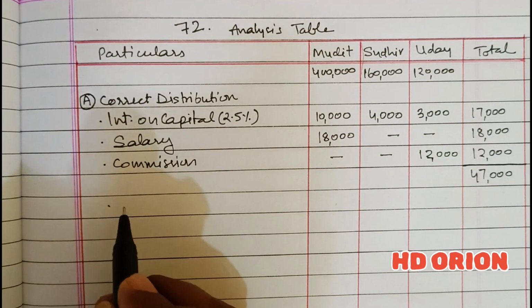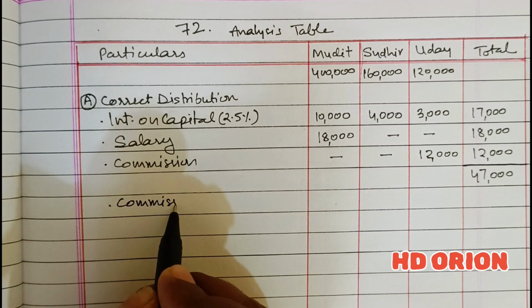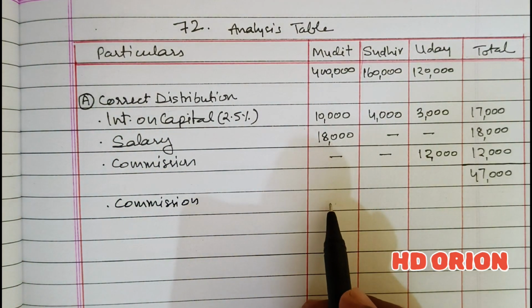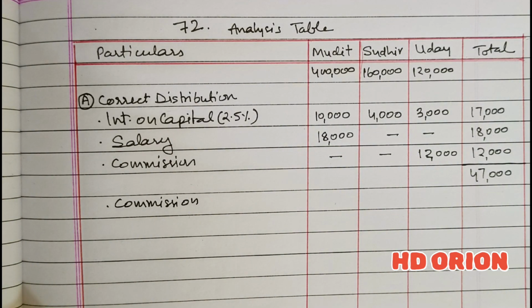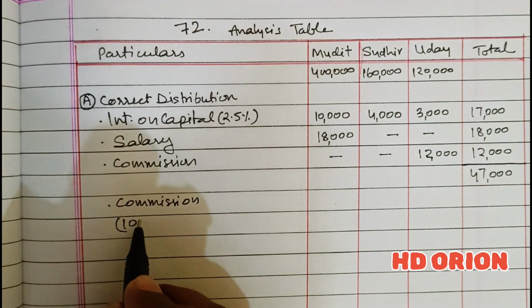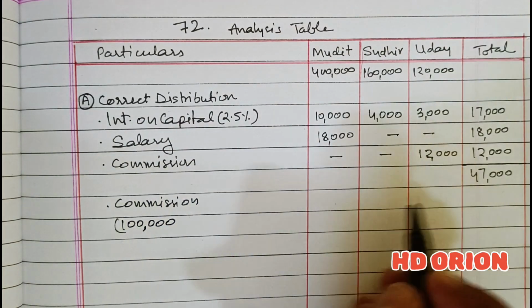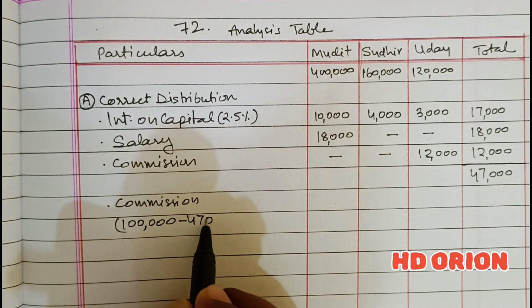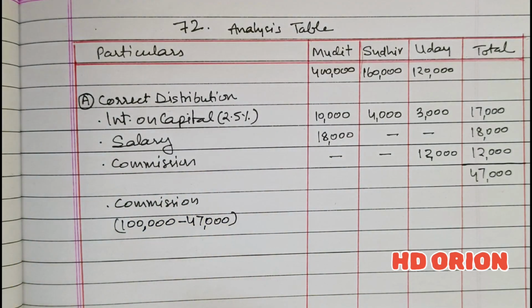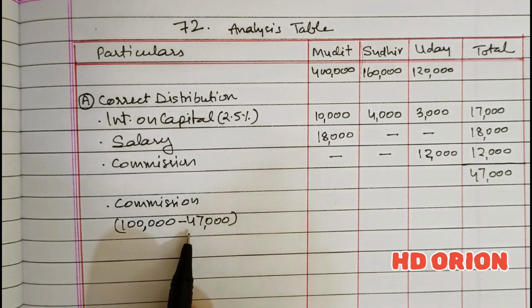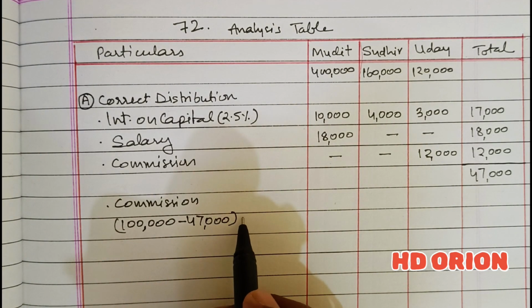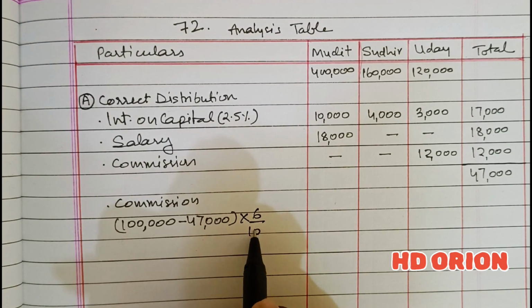But there is one more commission. Fine. This commission is to be given to partner Mudit, and as given in the question, it says that Mudit was allowed a commission of 6% of divisible profit after charging such commission. So what is the divisible profit? Net profit is rupees 1 lakh and this much amount has already been given to the partners. So now the divisible profit, the remaining profit, is 53,000. But here the question further says after charging such commission, 6% commission, so 6 divided by 106.